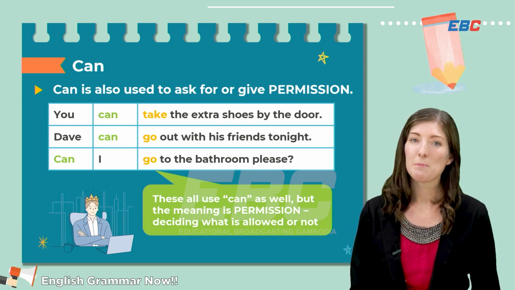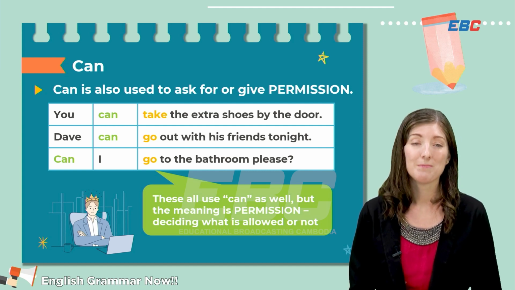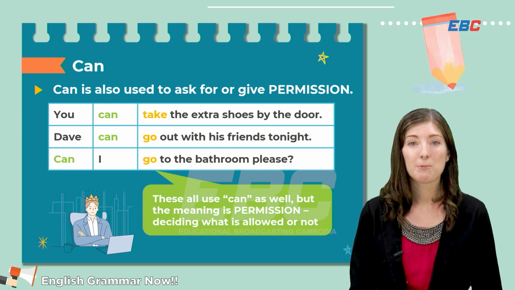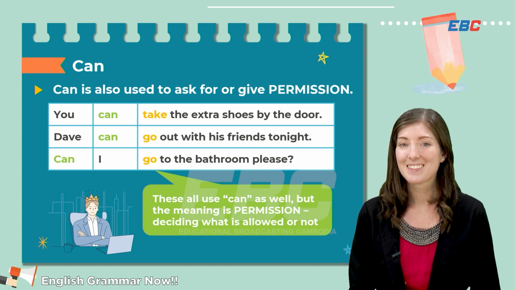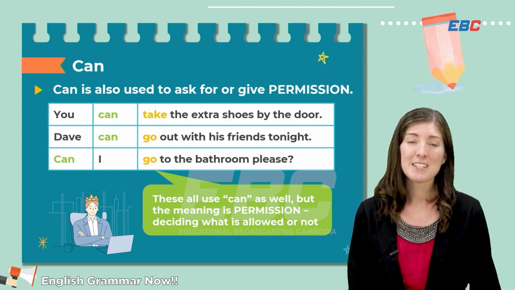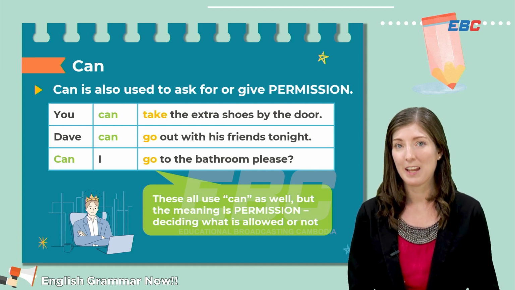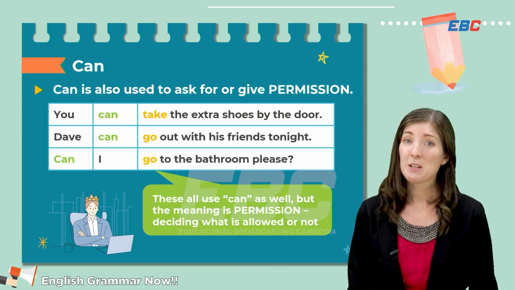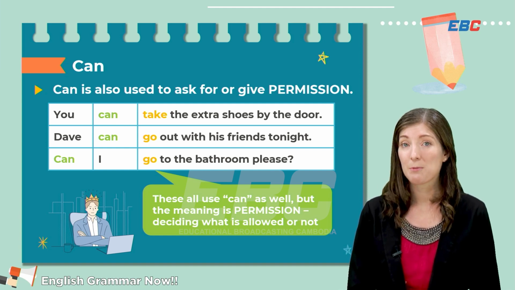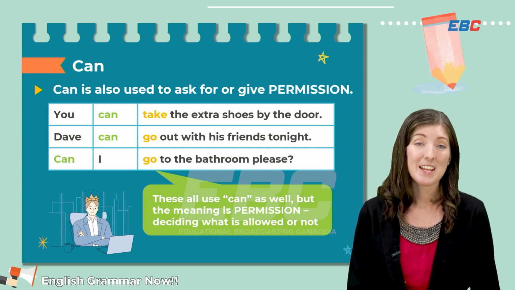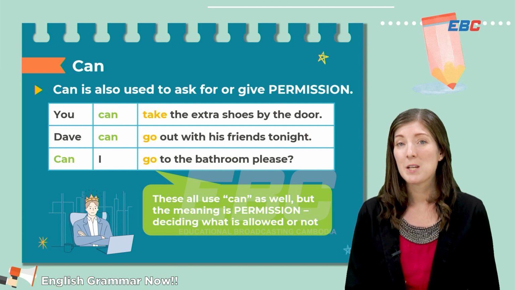Take a look at these example sentences. You can take the extra shoes by the door. Dave can go out with his friends tonight. Can I go to the bathroom, please? These are also sentences that use can. However, the meaning of our use of can is different. These aren't about ability. Of course, it's possible for you to go to the bathroom. It's possible to take the extra shoes. But these sentences are talking about permission.